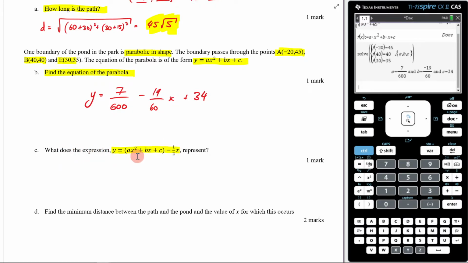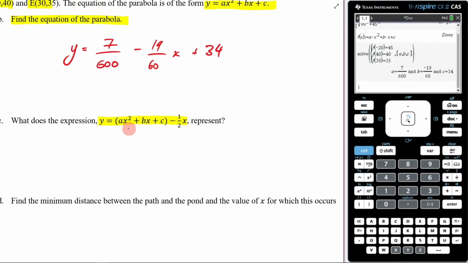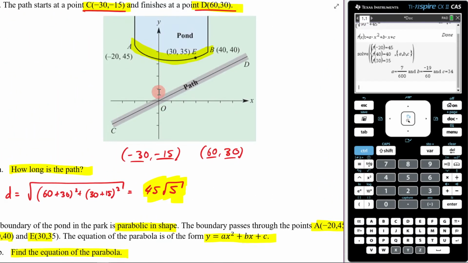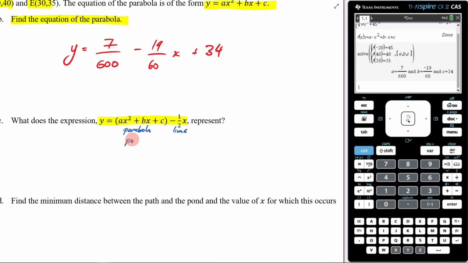As you can see, I'm taking the parabola. This right here is the parabola. And this right here is a straight line. And these both represent something in our example. This represents the path, this represents the pond. So that means this is the pond, and this is the path. And I'm subtracting them from each other. And when you're doing this, what you're finding is the perpendicular distance. And let me be a bit more precise here.